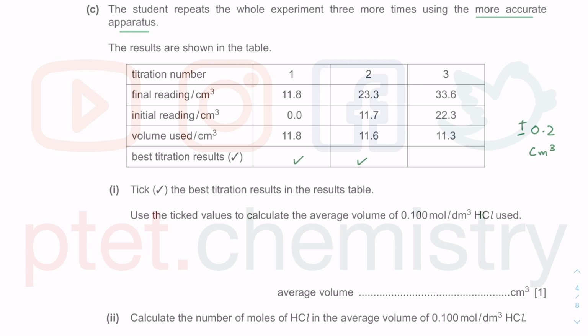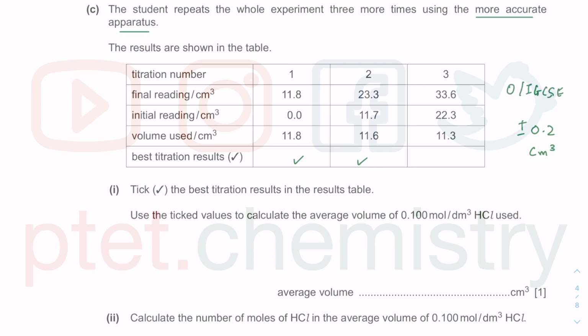This to this is 0.5 cm cube difference. This and this is 0.3 cm cube difference. So I don't put a tick between any of these, but between these two, because the maximum accepted error margin is 0.2 cm cube for O level and IGCSE level chemistry.